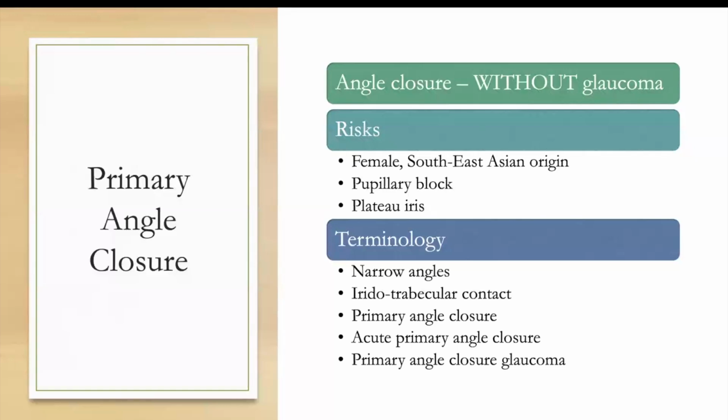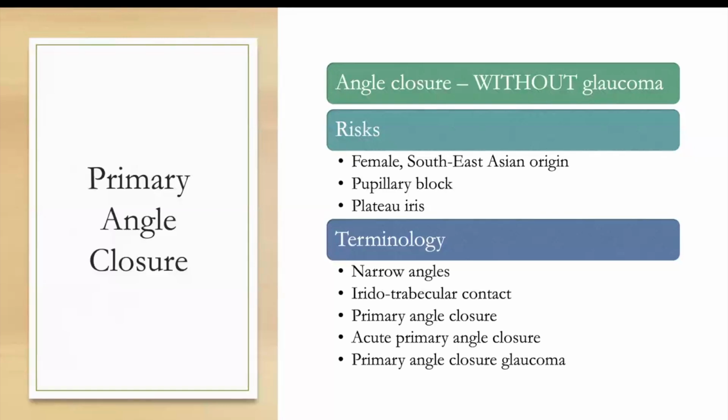So really the main things that predispose you to primary angle closure are things like being female, Southeast Asian origin. Those are your epidemiological risk factors, but there are some anatomical risk factors as well. So you've either got pupillary block, which is usually to do with having a narrow angle combined with a shallow AC. And if you have an older patient with a larger lens because of a cataract, one thing can lead to another, and then next thing you know, you've got pupillary block.